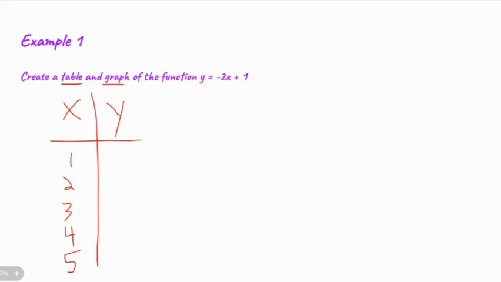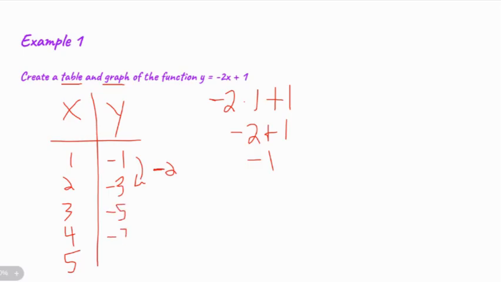Okay. So we're going to evaluate the function. We plug in 1, we get -2 times 1 plus 1. -2 times 1 is -2. Plus 1 is -1. Okay. Now, remember, this was a pattern that we would do. So from now on, we can look at, we're subtracting 2 from point to point. So we're going to get -3, -5, -7, -9.